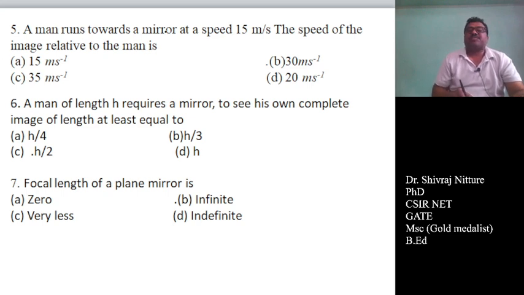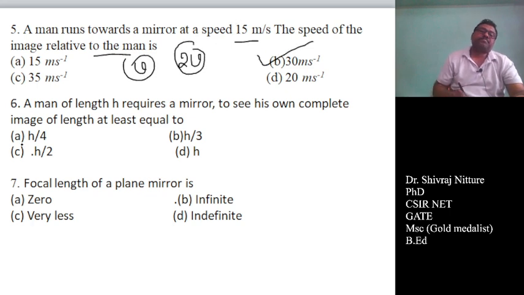A man runs towards the mirror at 15 meters per second. The speed of the image relative to the man, as I already told, is double. If a man runs towards the mirror with speed v, the image with respect to the object is 2v. 2v means 30 meters per second.